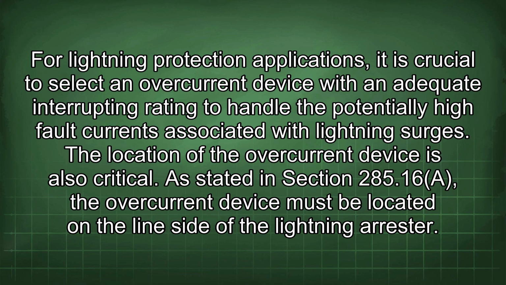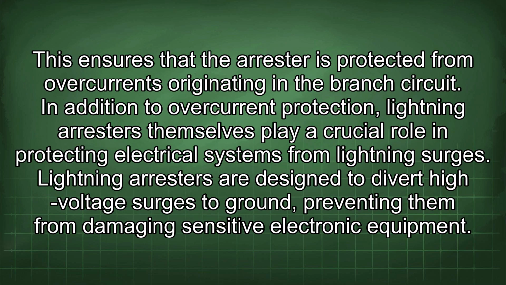As stated in Section 285.16(A), the overcurrent device must be located on the line side of the lightning arrestor. This ensures that the arrestor is protected from overcurrents originating in the branch circuit.